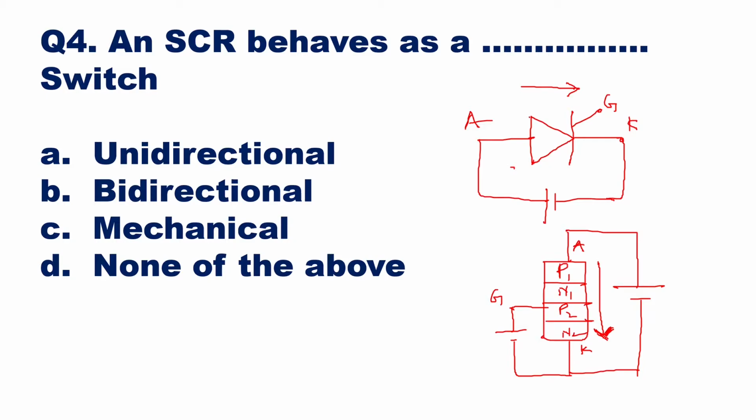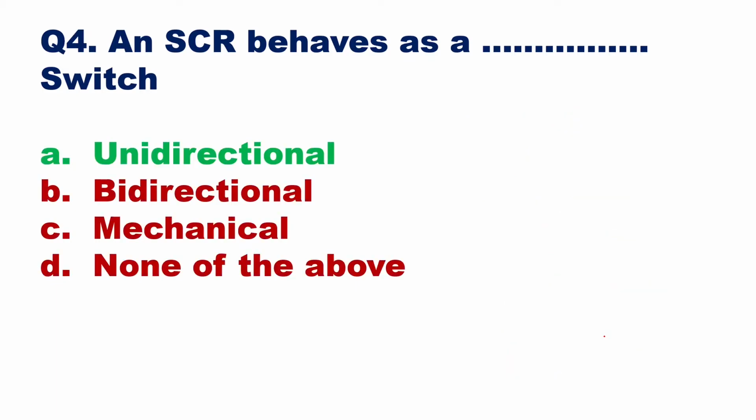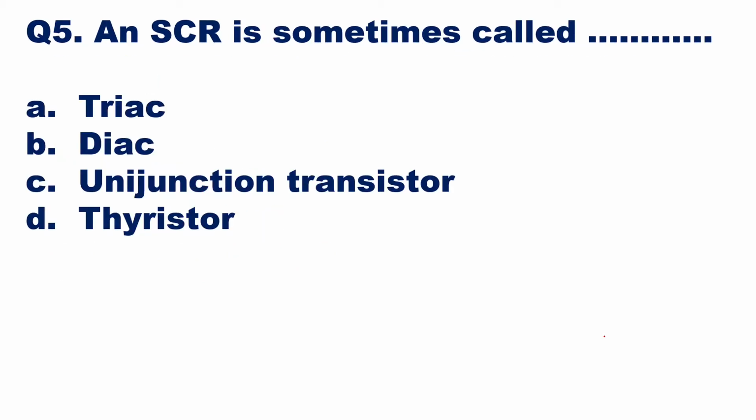So SCR behaves as a one directional switch. A one directional switch is called a unidirectional switch. So here option A will be the right answer, unidirectional. So here you can see an SCR behaves as a unidirectional switch. Then we'll go to question number 5.